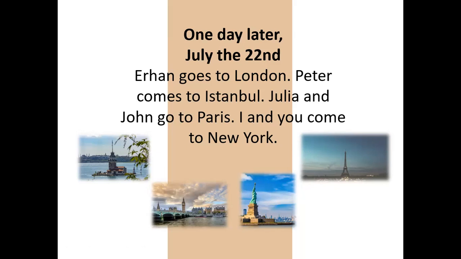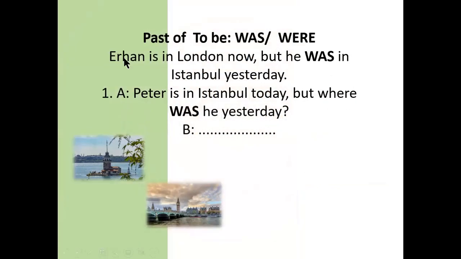Let's see the next level. Pay attention to the green part of the page on the left side. It represents the past. Past of to be: am, is, are become was, were. Erhan is in London now, not in Istanbul. But he was in Istanbul yesterday. This is past of to be. He was in Istanbul yesterday.